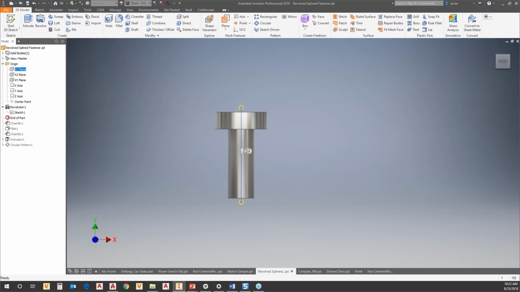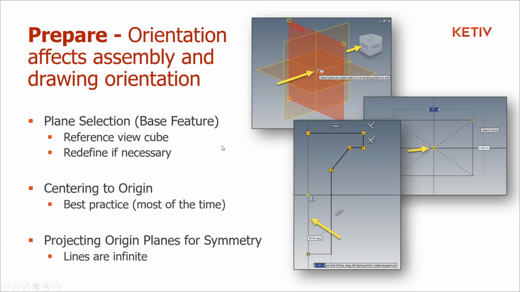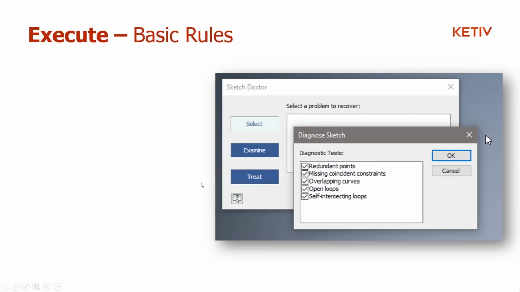So let's come back and take a look at some of our lists here. Prepping for some of this stuff, there are some basic rules when we start to actually draw from scratch, and these are some of them. No redundant points, so you don't want points on top of points. You want to make sure you have coincident constraints wherever you need them. Overlapping curves, so as you draw, make sure you don't overlap on top of the same line work. You want to avoid open loops, so you just want to close that sketch, and you want to avoid intersecting loops. So think of a bow tie. You don't want that sort of twist and overlap.